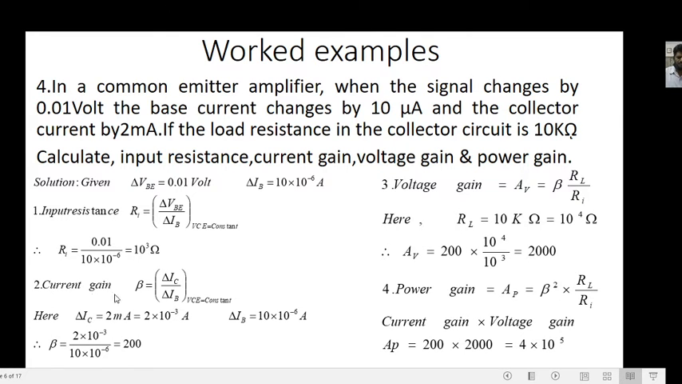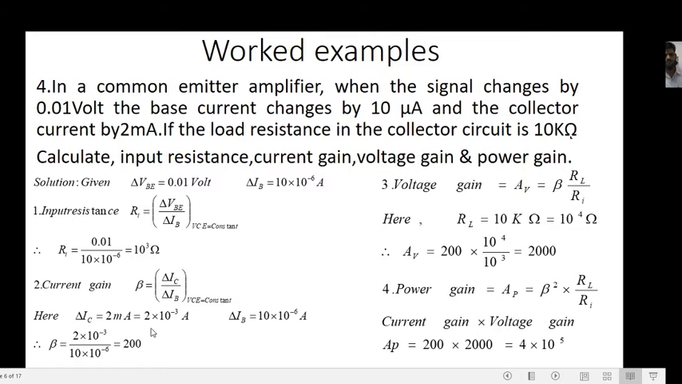Current gain. We know that current gain beta is equal to delta IC by delta IB at constant VCE. Here delta IC is equal to 2 milliampere, that is equal to 2 into 10 power minus 3 ampere. Delta IB is equal to 10 into 10 power minus 6 ampere. Therefore beta is equal to 2 into 10 power minus 3 divided by 10 into 10 power minus 6, that is equal to 200. Therefore the current gain will be 200.